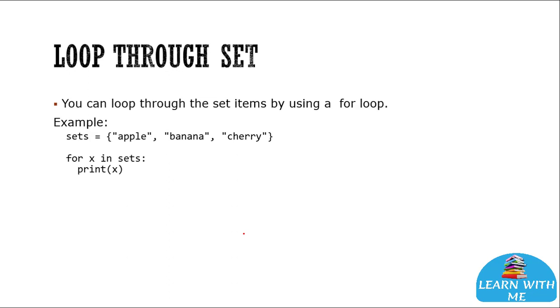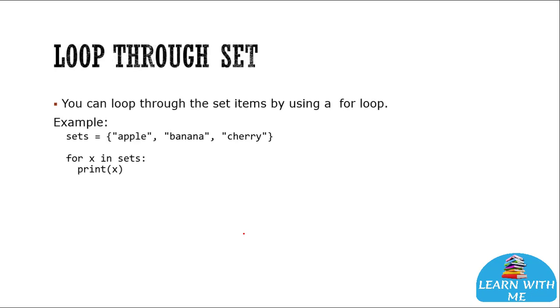Looping through the set: we have seen before that we can use a for loop. This is the same example. We have a variable sets which holds apple, banana, and cherry, and a for loop with a temporary variable x in sets, and then it prints apple, then banana, and cherry.